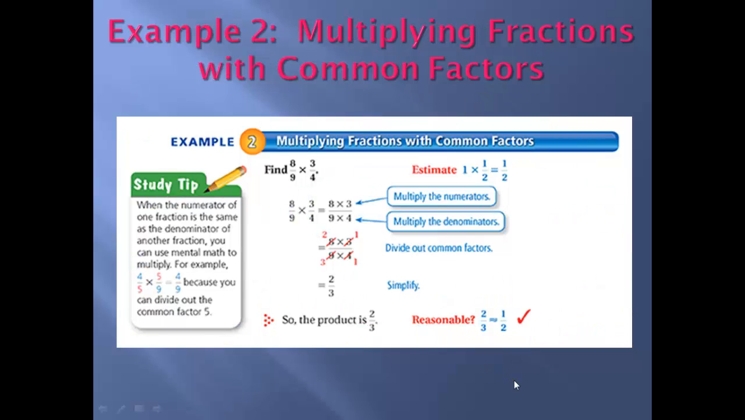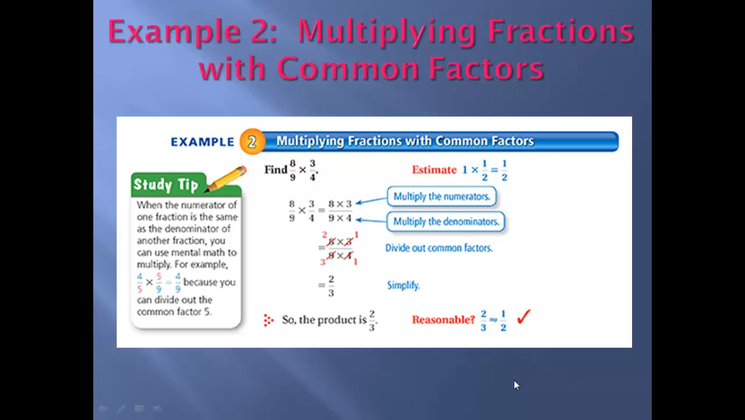Now we're going to look at our second example. We're multiplying fractions with common factors. First, let's look at our study tip. When the numerator of one fraction is the same as the denominator of another fraction, you can use mental math to multiply. For example, 4/5 times 5/9 would equal 4/9, because you can divide out the common factor 5.